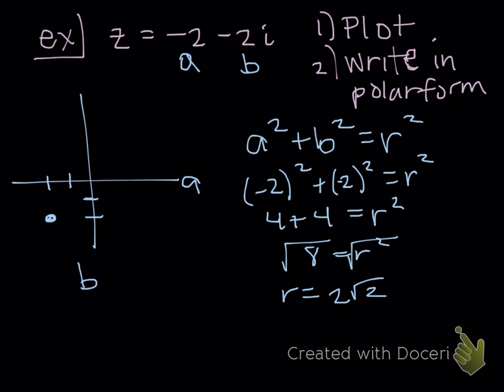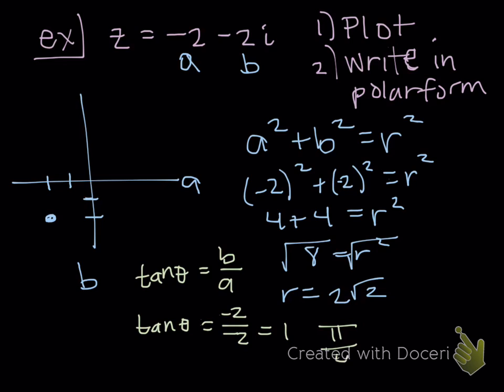Now I need to find my theta. Tangent of theta is equal to b over a. So tangent of theta is equal to negative 2 over negative 2, which equals 1. Now I have to figure out what coordinate we're talking about. I know the only time I get 1 for tangent is when my angle is pi over 4, but I can clearly see that we're in the third quadrant, so I need to find the third quadrant equivalent. So my theta is actually 5 pi over 4.